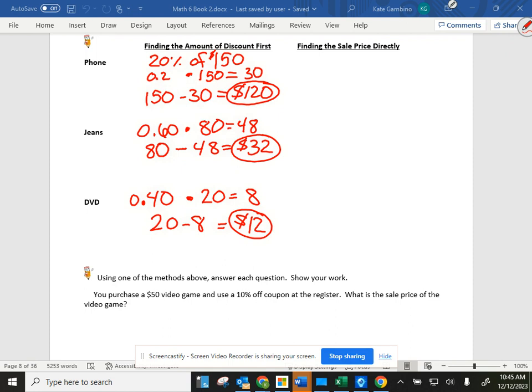There is a second method. Finding the sale price directly. So there's a formula that goes with that. So you're going to want to write the formula. You take the original price, and we're going to multiply that by 100% minus your percent.